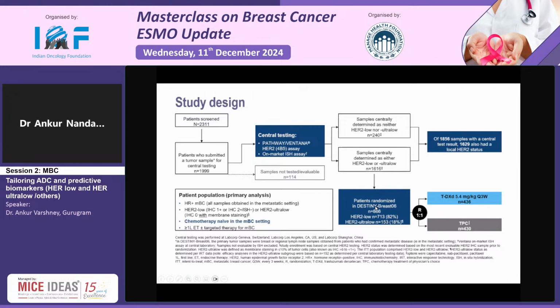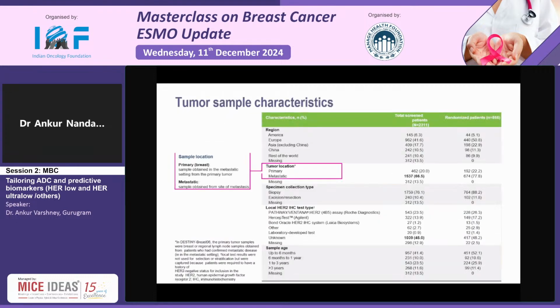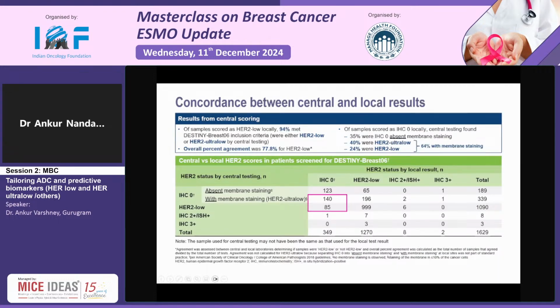So these were the patients who were randomized in DESTINY-Breast06 to receive either T-DXd or the chemotherapy of choice. But our focus is to study, out of these samples, almost 1,629 patients who had local HER2 status, and how this was done. The majority of these patients had the biopsy done from the metastatic site. Approximately 20% had the biopsy from the primary site, while approximately 66% had it from the metastatic site. And what did we find when this was tested centrally?